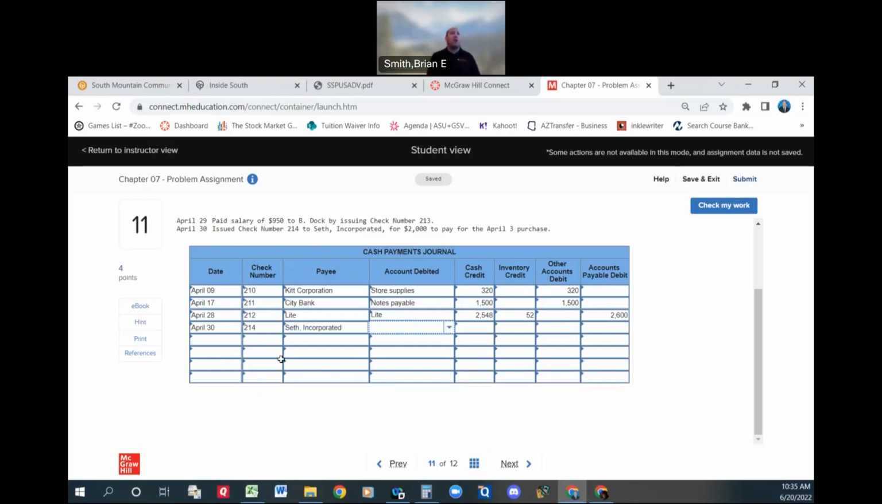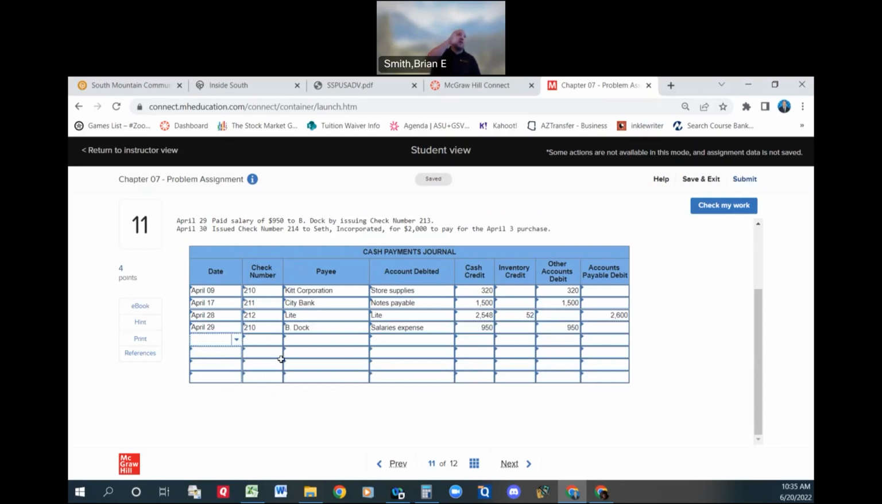We're doing the April 30th transaction. April 29th, we paid salary. Oh, see, they snuck that past me. Look at that, April 29th. When I saw that check number missing, I was like, wait, what's going on? So our payee is going to be B Doc. Account debited is going to be salary expense. 950 bucks. So you got to watch it.